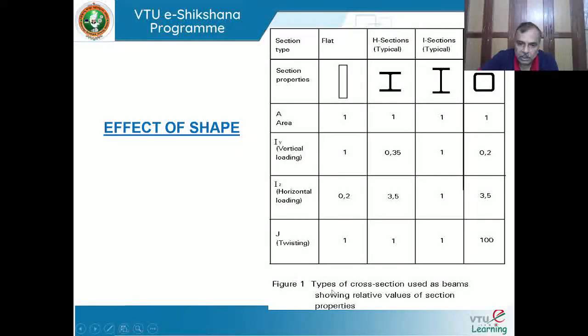So kindly read here: types of cross section used as a beam showing relative values of section properties. Just by glancing at the table, you may not be able to appreciate everything, because a lot of knowledge with respect to advanced strength of materials, the behavioral aspects of these types of cross sections, and many of the factors which I explained earlier are needed to know more about the importance of the cross sectional effects.